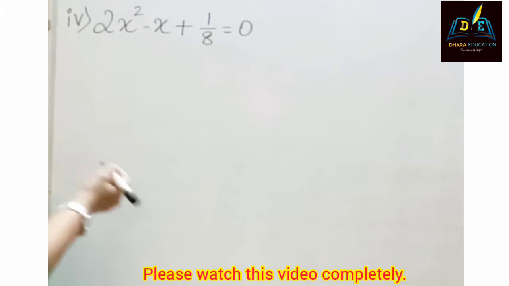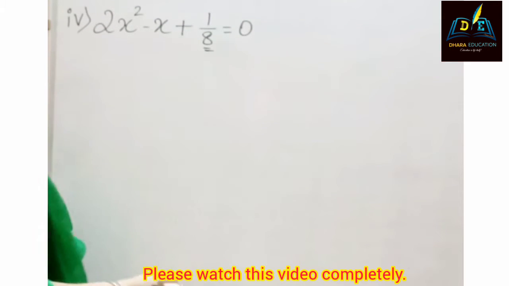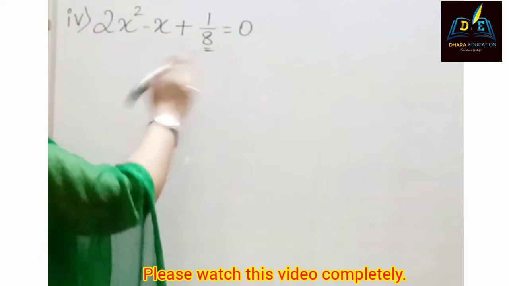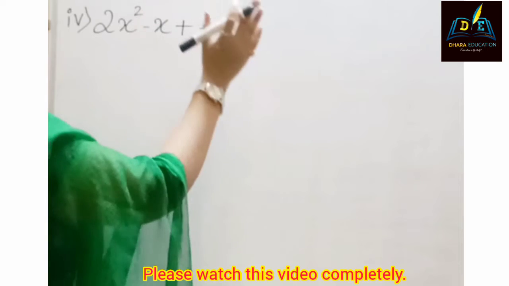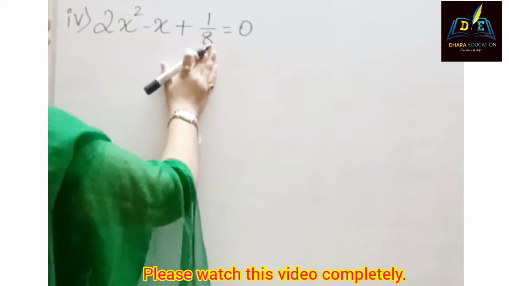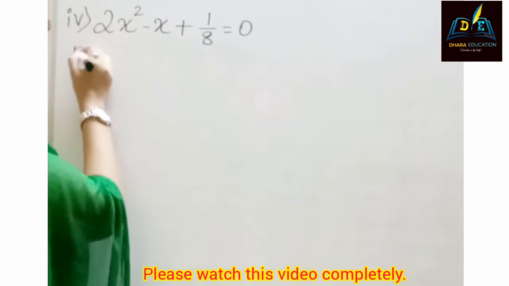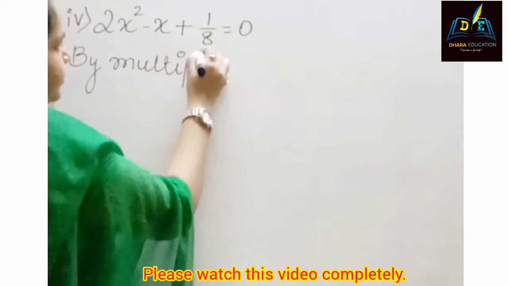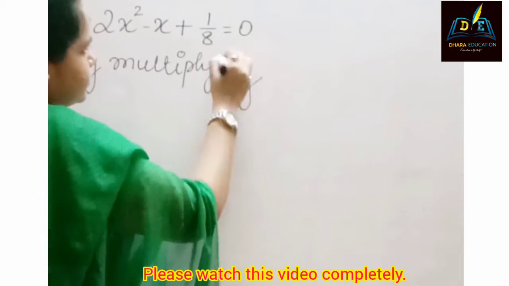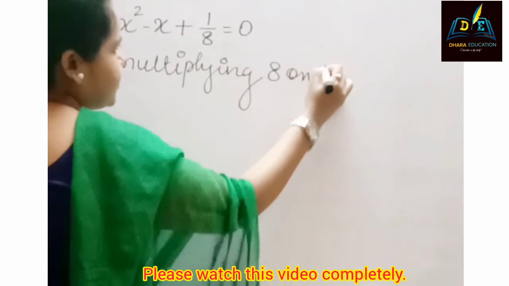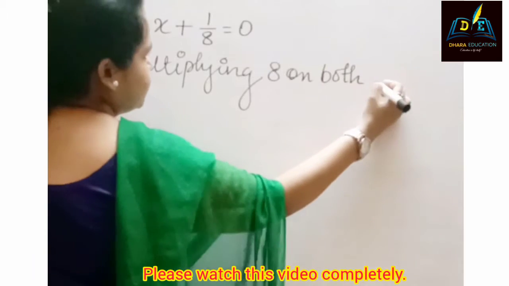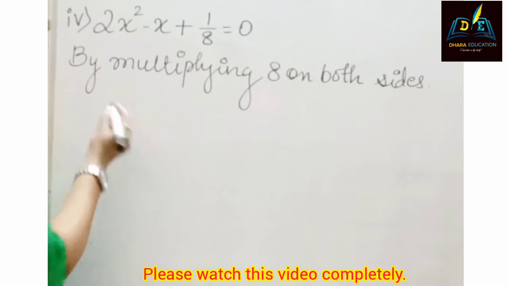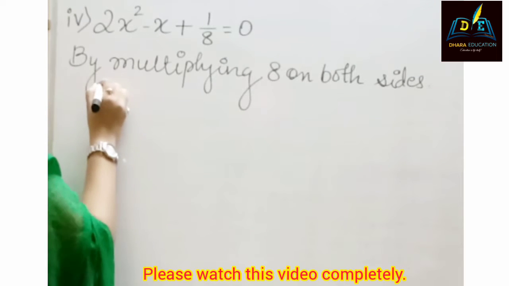So students, here to eliminate this 8, the denominator, we need to multiply 8 on both the sides, on the left hand side as well as on the right hand side. So let's start by multiplying. You can write here by multiplying 8 on both the sides. So we will get, like, please pay attention over here.